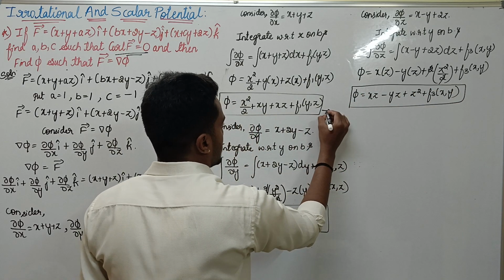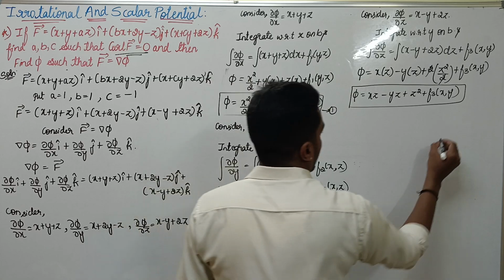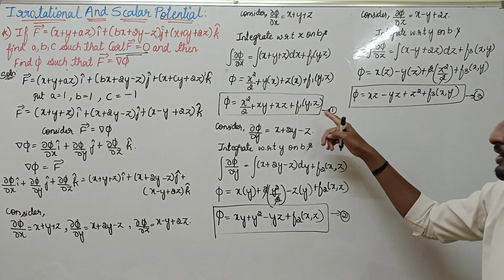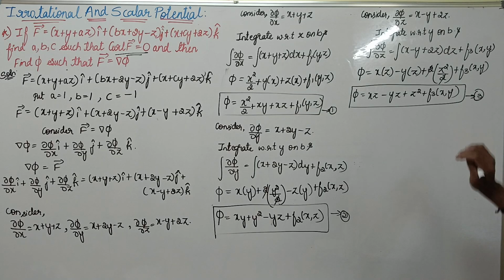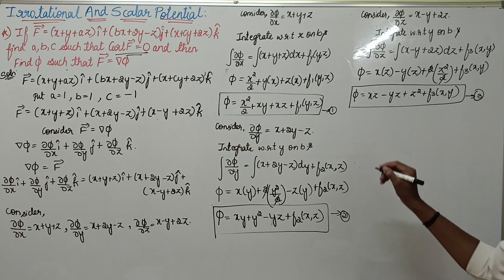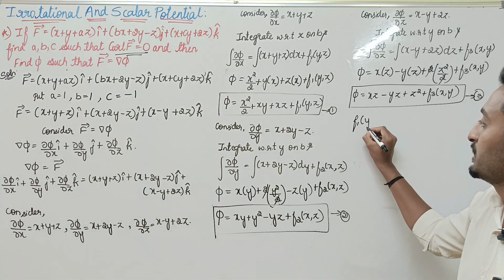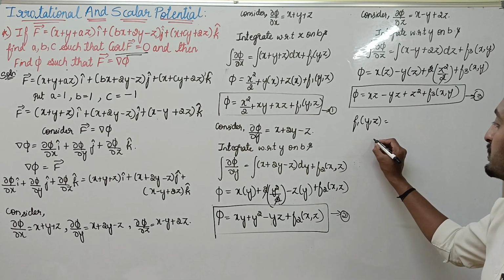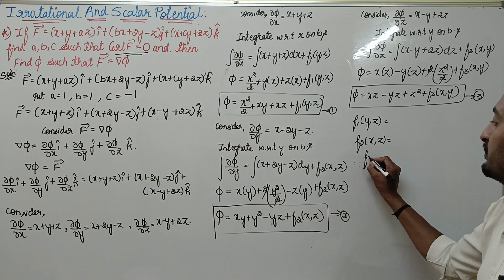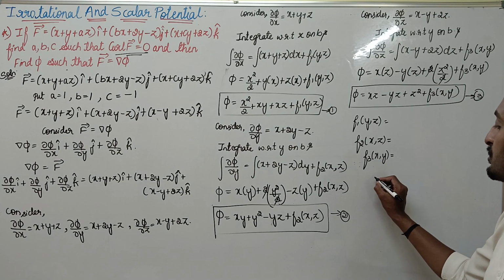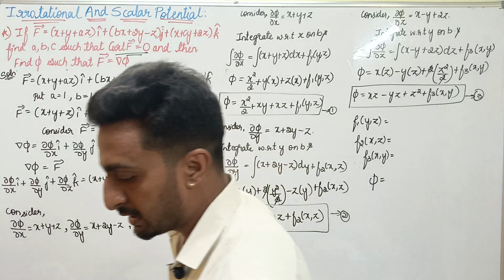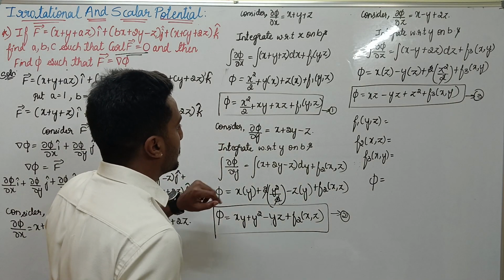Now considering these as equations 1, 2 and 3, we are going to give the functions f1 of y comma z, f2 of x comma z and f3 of x comma y, so that it satisfies all three expressions of the scalar function phi. First let us look into all three equations, then we represent.